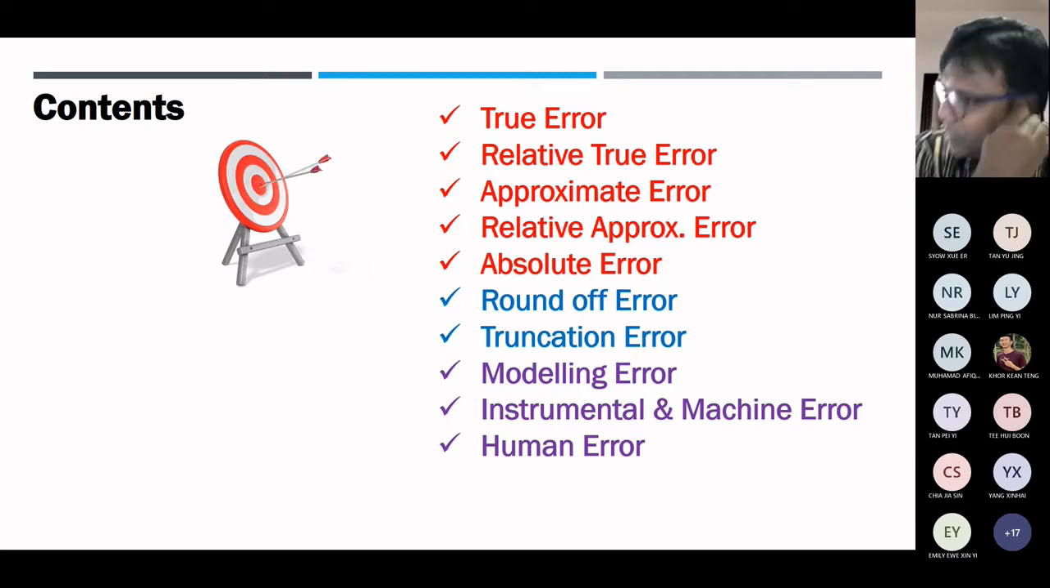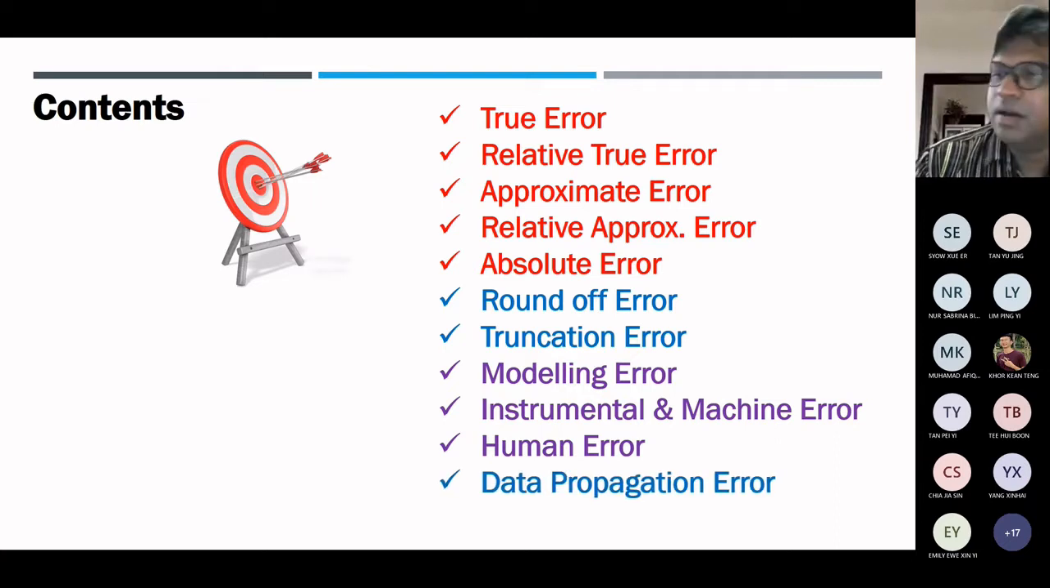Okay, the human error. So, the modeling error, instrument error, and human error are already very easy, so you all know about them. The most important is the data propagation error, which we also call a secondary error. For information, the true error until the human error we call primary errors, which we can see directly.